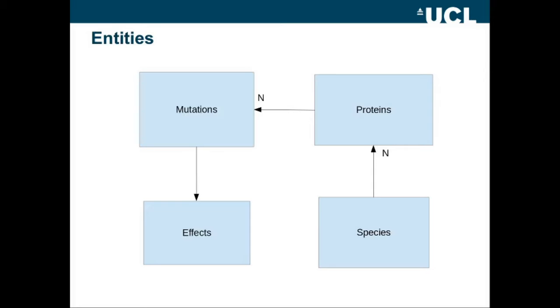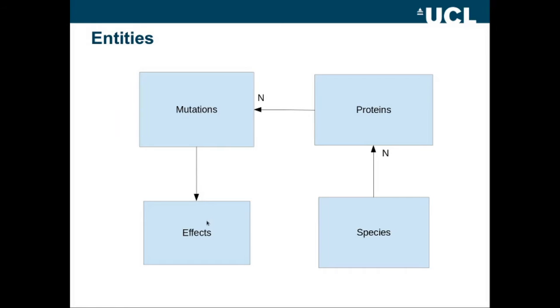So here are our 4 entities: species, proteins, mutations and effects. Now this means that one species can link to n different proteins. So it's a one-to-many relationship. One species can be found in many proteins. And similarly, we have a 1-to-n relationship between proteins and mutations. So one protein can have many mutations. And finally, one mutation will have one effect.